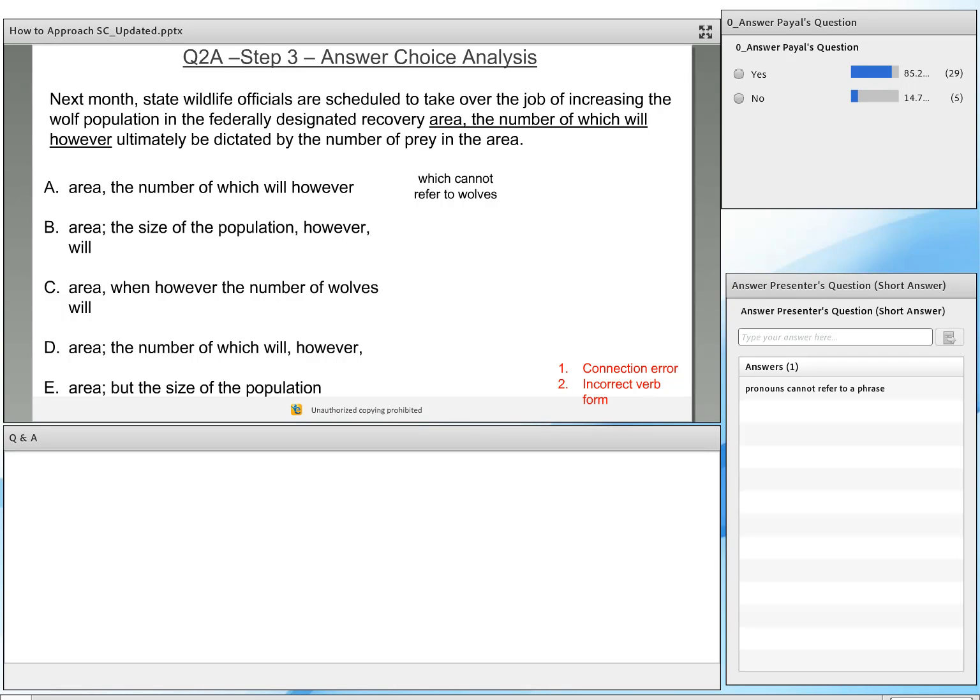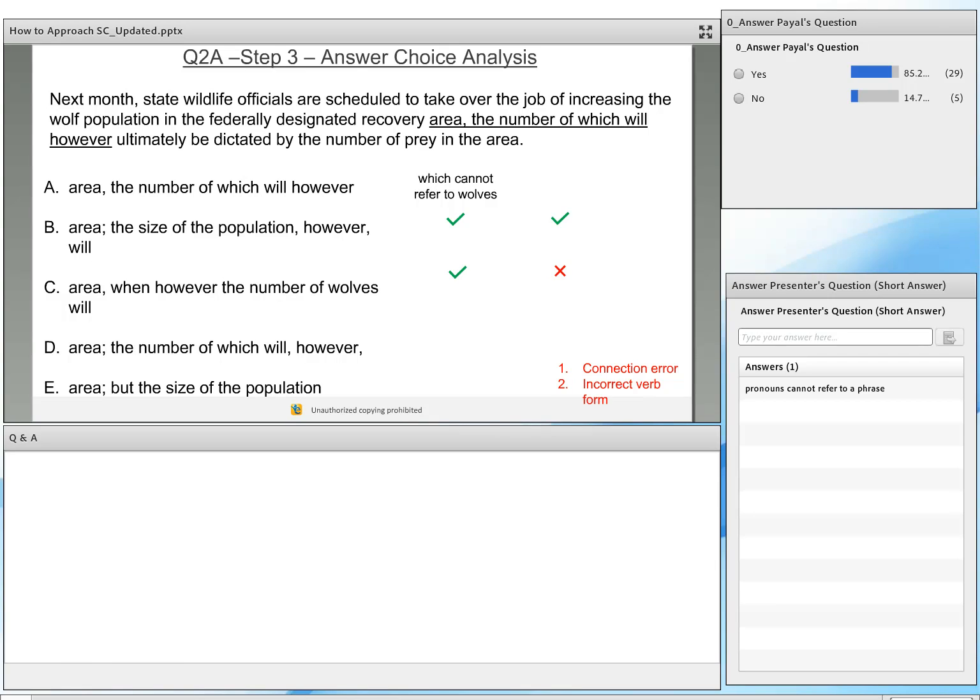Now, let's talk about choice C, and then I'll come back to choice B. In the federally designated recovery area, when, however, the number of wolves will. Now, tell me one thing. In choice C, there is this timing relationship that has been put in, and that doesn't make sense. How does it make sense to say that the state wildlife officials are scheduled to take over the job when the number of wolves will ultimately be dictated? The timing relationship is very nonsensical here, and that is why choice C is wrong.